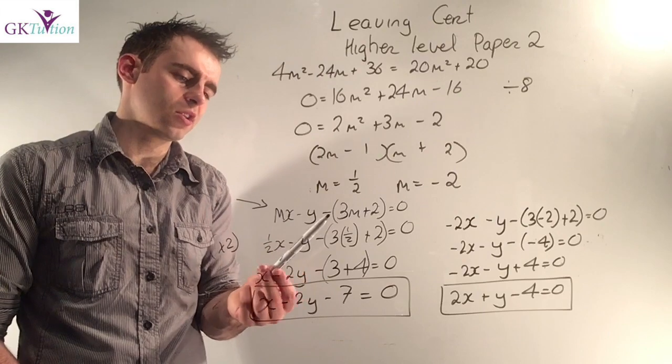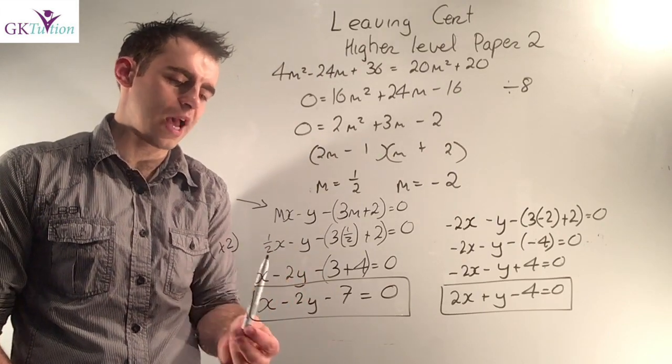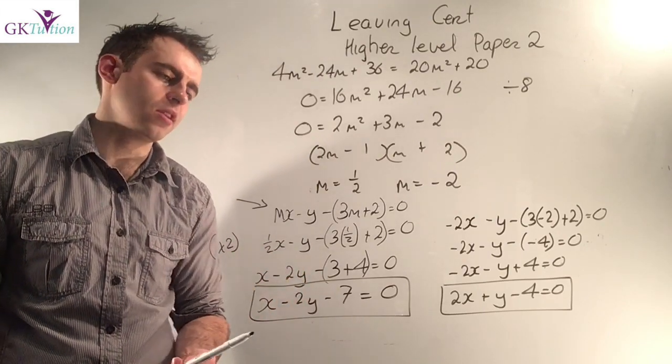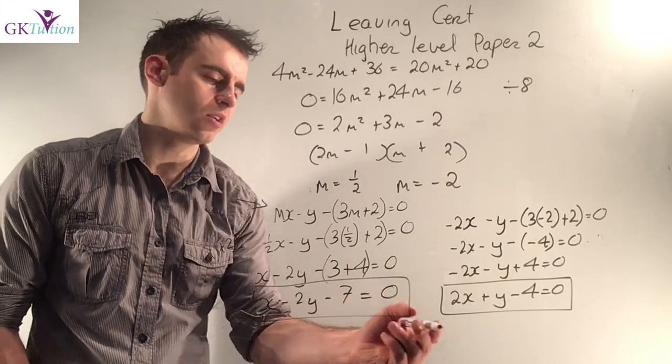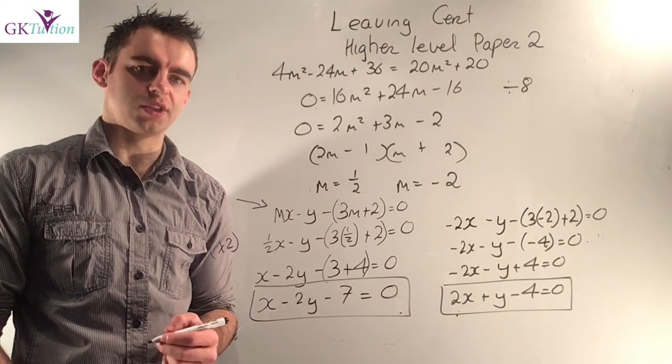So you just sub in your slope. In one scenario, you sub in the slope equals a half, and it works out like this. In the other scenario, you sub in the slope equals minus 2 and it works out like that. So your 10 marks are going for those two equations.